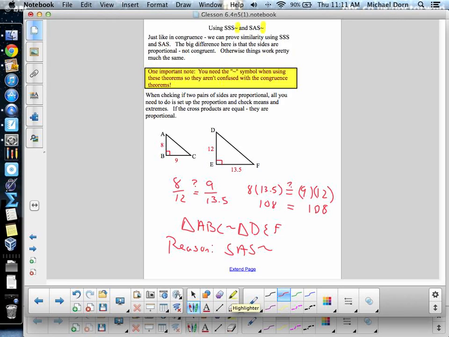So it's kind of like a little bit of mini proof, but more with algebra than with the two column thing. All right? It's kind of like doing proof, but not formally. A little more informal.